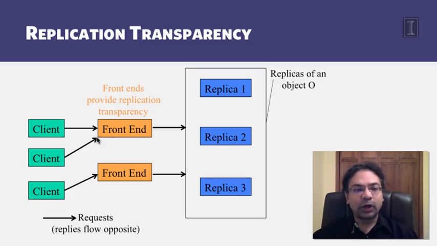Essentially, the clients only talk to the front end, so they don't see any replica groups or any replicas of the objects, and the front ends are then responsible for forwarding the requests to the corresponding replica objects. Here I have an object O that has 3 replicas marked as replica 1, replica 2, and replica 3. Whenever a front end receives a request from a client, it then forwards the request to the replica, and the replies come back from the replica group to the front end and then back to the client along the reverse path.